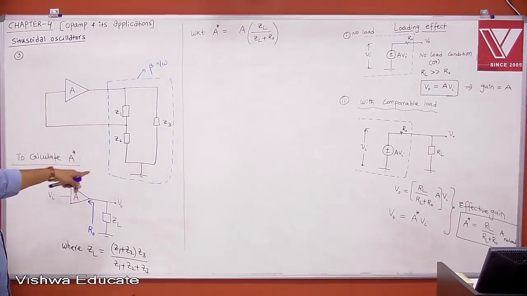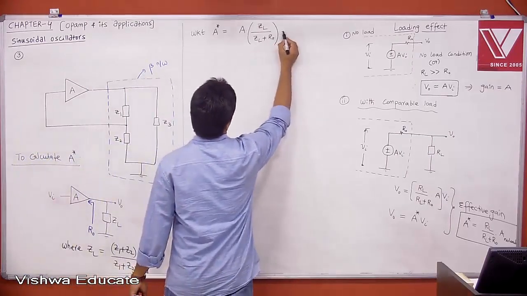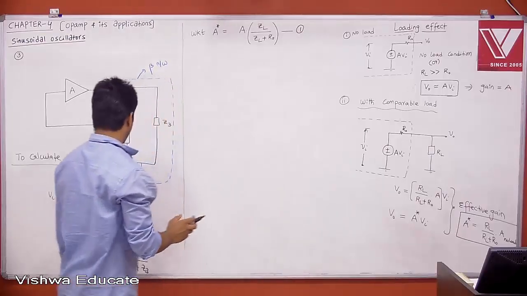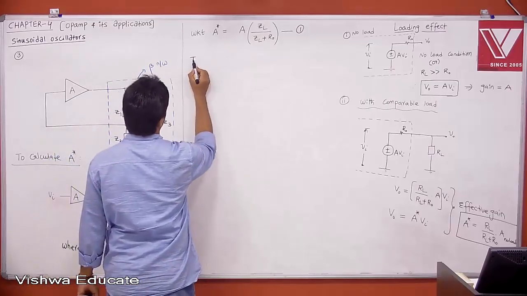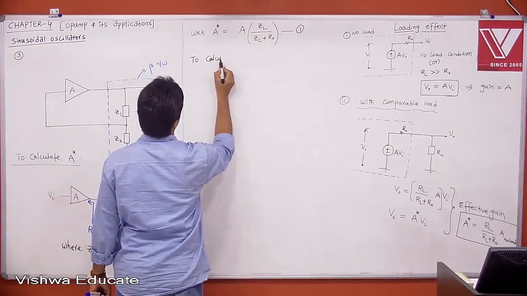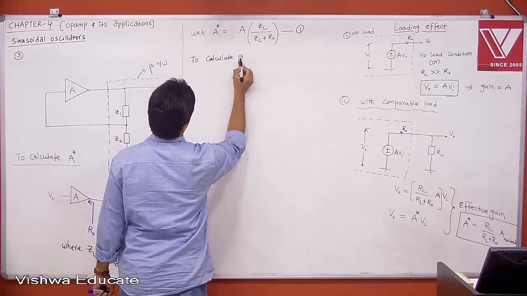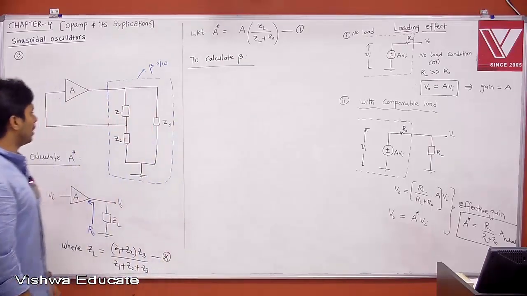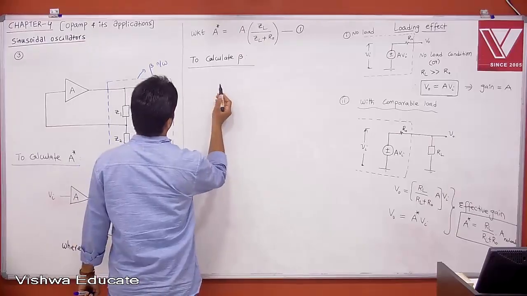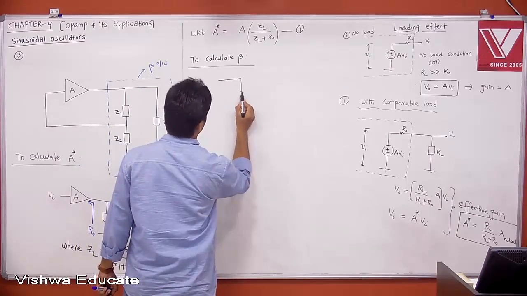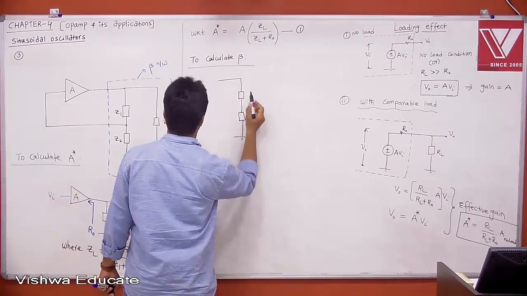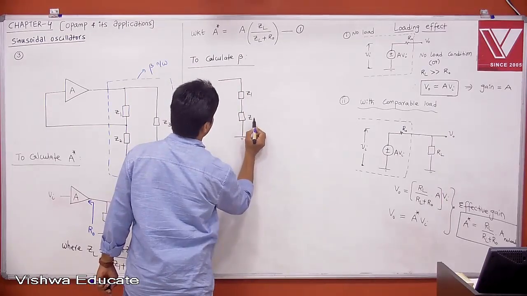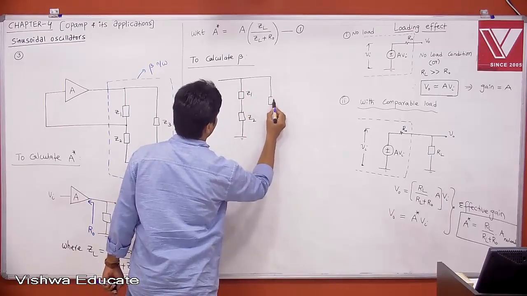Now we know A star, then we want to know beta. Therefore we got to know the effective gain to calculate beta. This is what you can call equation 1, and you can call this ZL as ZL star. Now to calculate beta, right? What is beta? Therefore this is your beta network. This is Z1, this is Z2, and this is Z3.